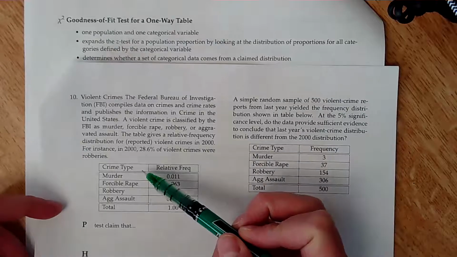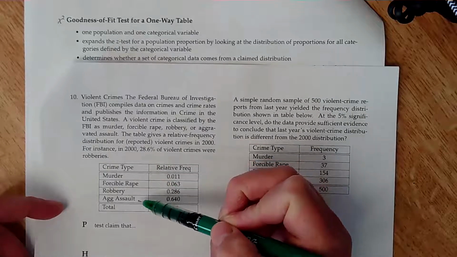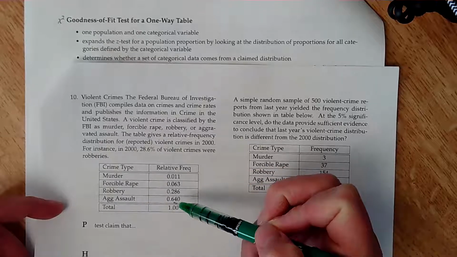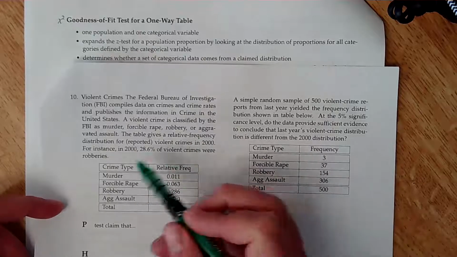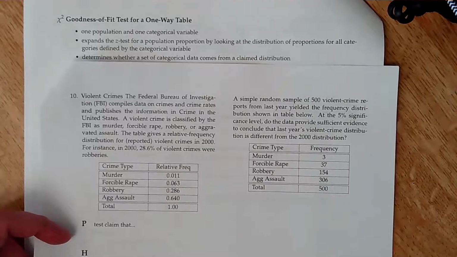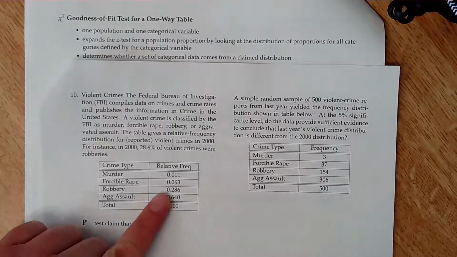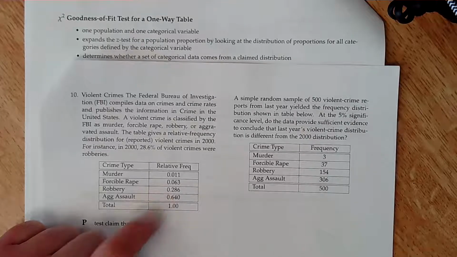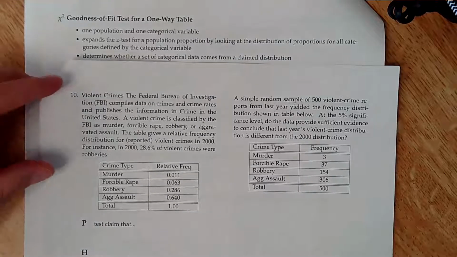So here I have the categorical variable crime type, and there are 4 categories there, and listed next to each category is its frequency, or how often it occurs. So together, this makes up a one-way table. Now, our null hypothesis for this test is that the population distribution closely resembles what's listed here. And our alternative hypothesis would be that it is not close to what is listed there.